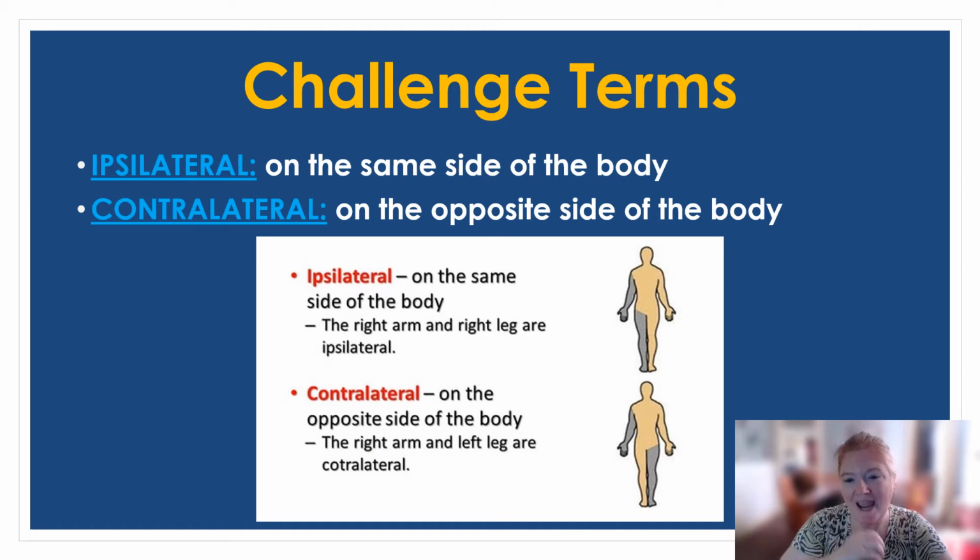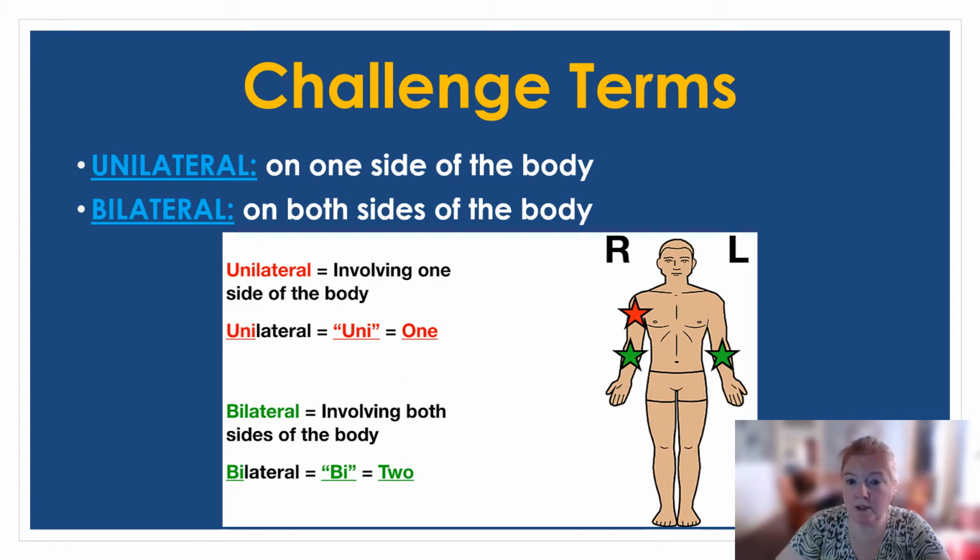Let's talk about a couple of challenge terms. So if you want to delve a little deeper, two terms, ipsilateral and contralateral. So ipsilateral means on the same side of the body. So your right arm and your right leg. Or you could say contralateral, they're on opposite sides of the body, your right arm and your left leg. And then we have unilateral and bilateral. So unilateral is on only one side of the body and bilateral is on both. So you could have unilateral pain. So you only have pain in your shoulder on one side, or you have bilateral pain, pain on both sides.